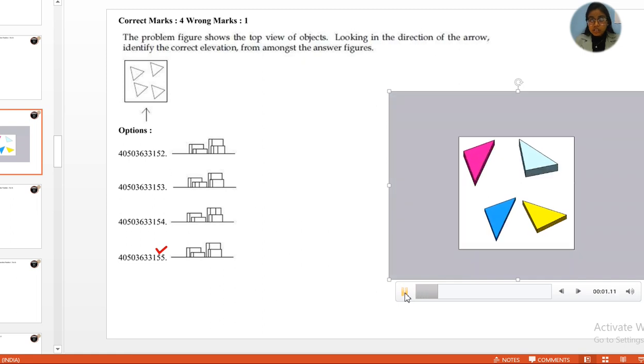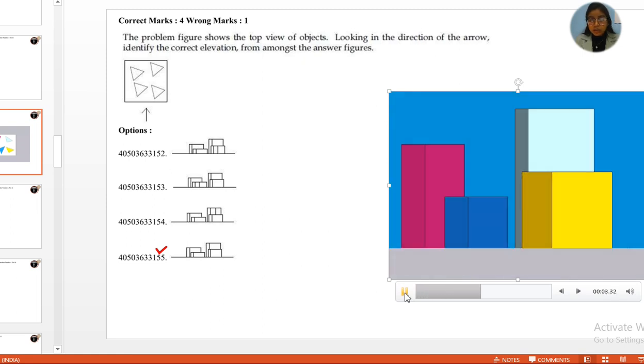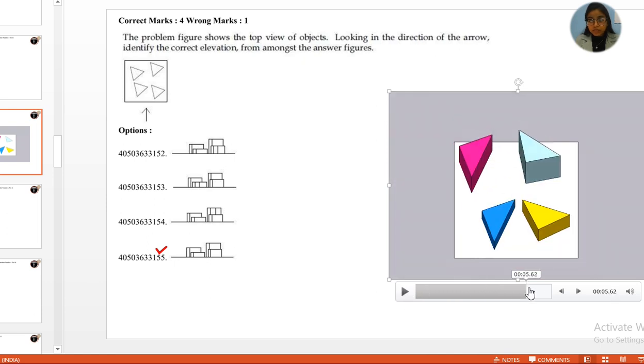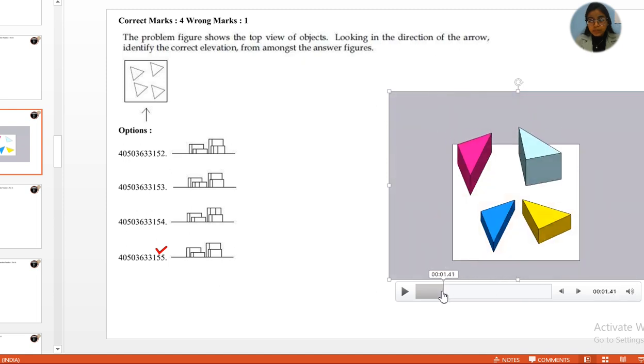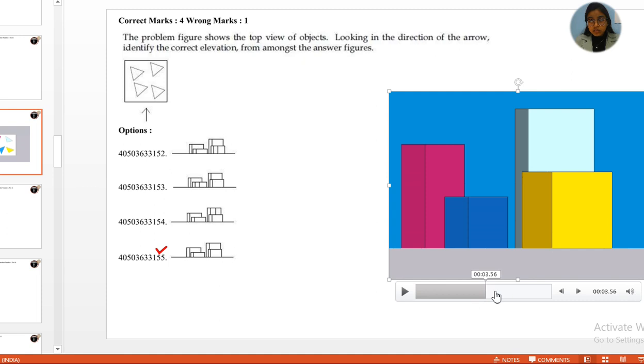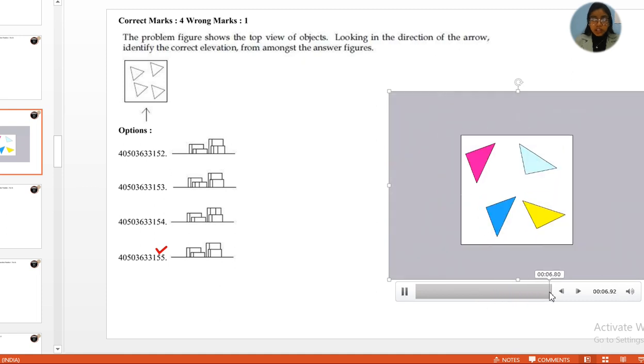Now see once again, as I was saying about those 3 lines, we will get to see all the 3 lines. Okay, I hope it will be clear.